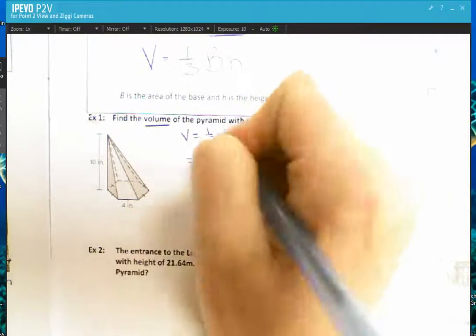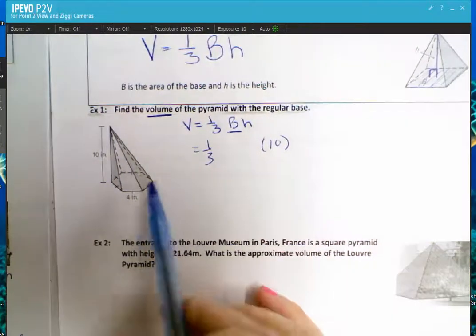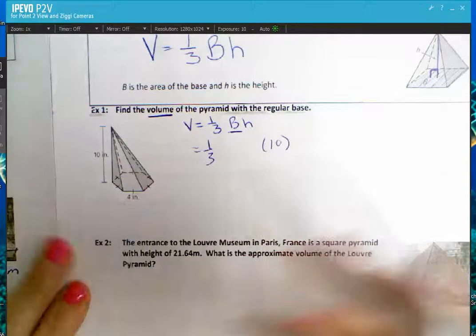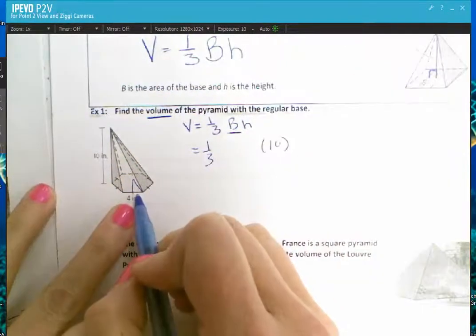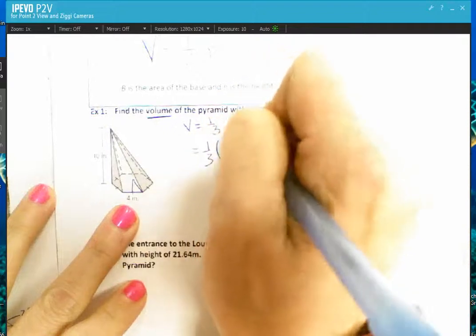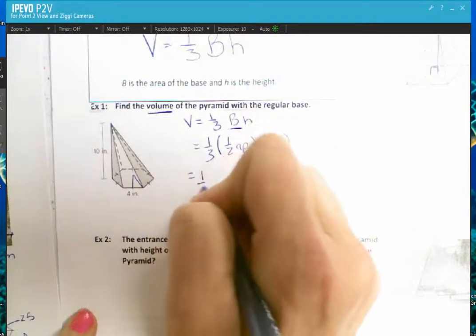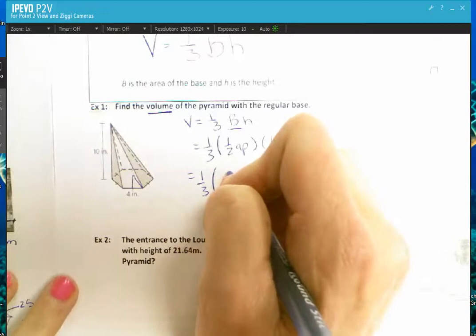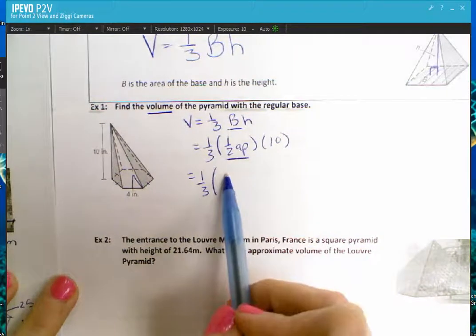And then 1/3. Big B is the base area, the area of the base. If I take a look at this base, we have 1, 2, 3, 4, 5, 6 sided, so we have a hexagon. And I know that I'm going to have to go find the area of this hexagon. So I know it's 1/2 A times P, A being my apothem, P being my perimeter. So I can take a look, 1/3 times the area here. So let's go figure out what that area is, and then we can substitute it in.